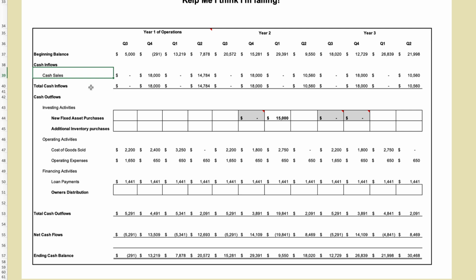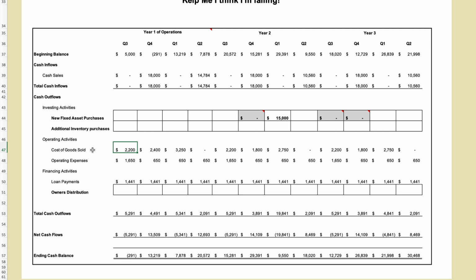And then after that, you total up your inflows and then you start taking into consideration all of your cash outflows. Now, accounting principles require that we subdivide cash outflows into 3 different general categories of activities: investing activities, operating activities, and financing activities. Okay, so these are all the things that you would spend cash on.